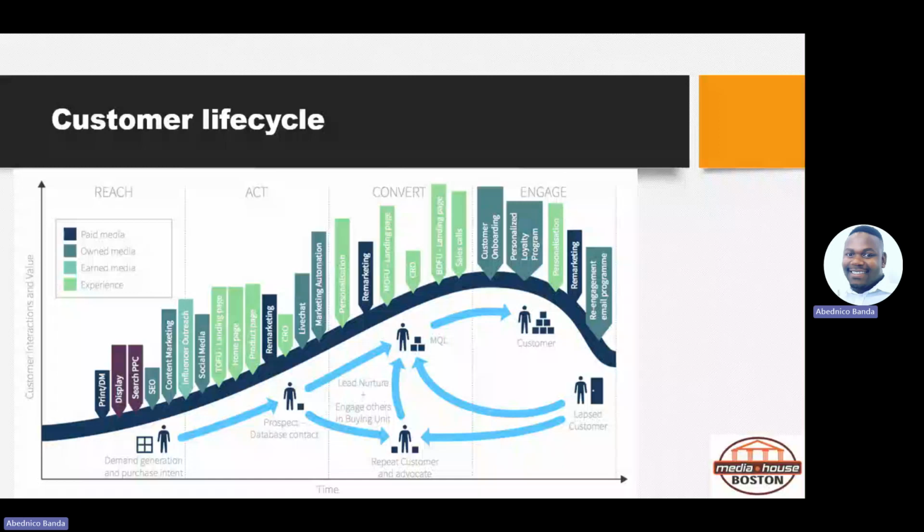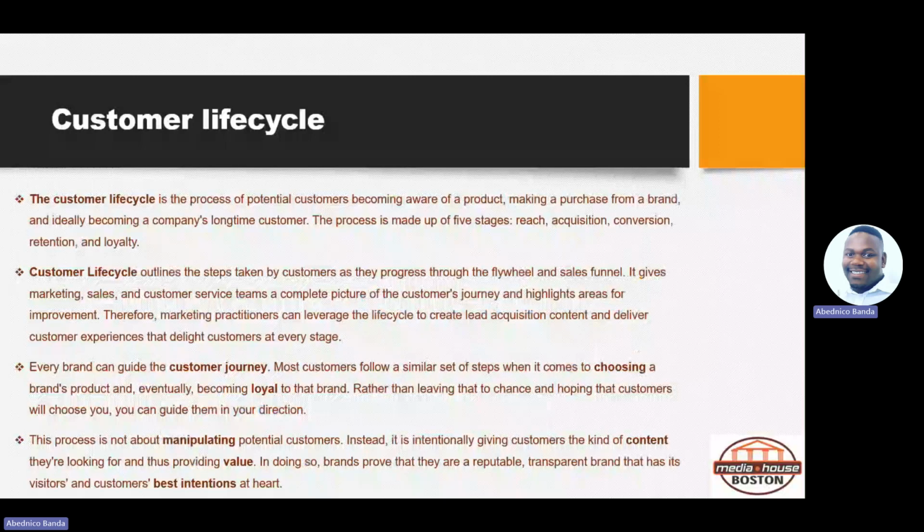So you need to understand the customer life cycle, because this one is going to contribute to customer retention. The customer life cycle is the process of potential customers becoming aware of a product, making a purchase from a brand, and ideally becoming a company's long-term customer. So this becomes a marriage. It becomes a relationship.